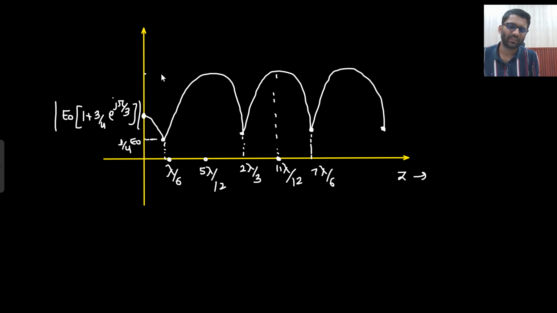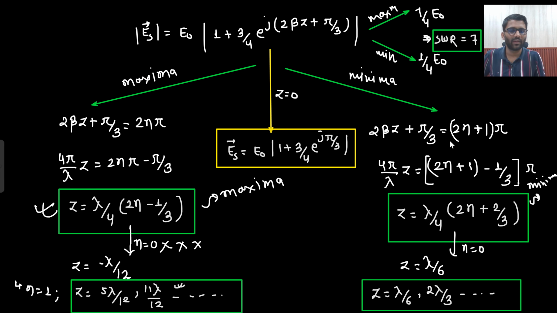And what is the value of this? That is, sir, 7 by 4 e naught. So it feels like this analysis is very big. In the examination, we will not be able to do this analysis. You actually do not need to do this analysis.